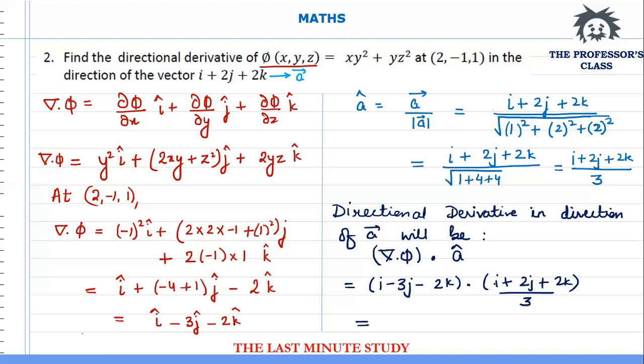So over here, while taking the dot product, the x component of the first vector will be multiplied with the x component of the second vector. So we'll get 1 over here. The y component, minus 3, will be multiplied by the y component of the second vector, that is 2. So we'll get minus 3 into 2, that is minus 6. And the third will be minus 2 into plus 2, that will be minus 4. This whole is divided by 3. On solving the numerator, we get minus 9 divided by 3, which is equal to minus 3. So our final answer will be equal to minus 3.